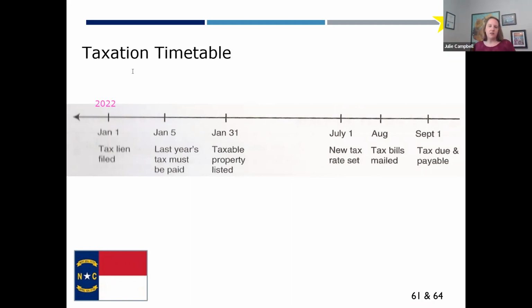January 31st is when we have to identify our taxable property. My homeowners know about it. In February of each year, you get a letter saying, this is what we have as your taxable property. Have you added to it? Is there anything else we need to collect money on? The new tax rate is set every year at July 1st. They can adjust the tax rate each year.